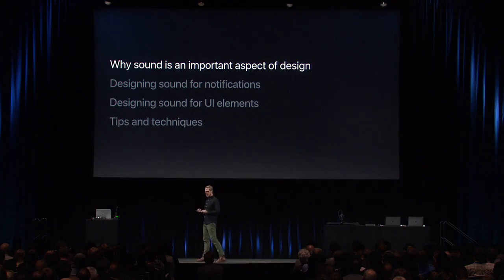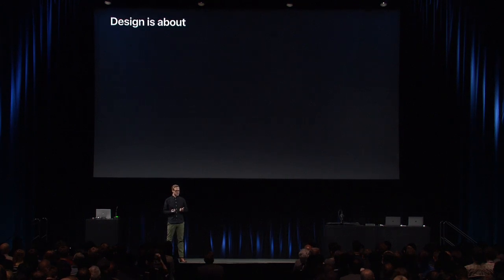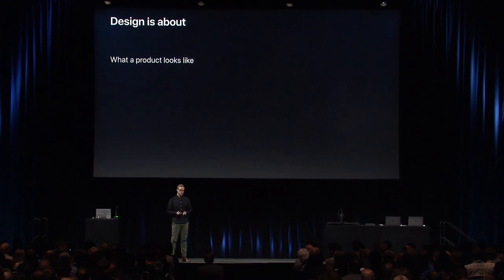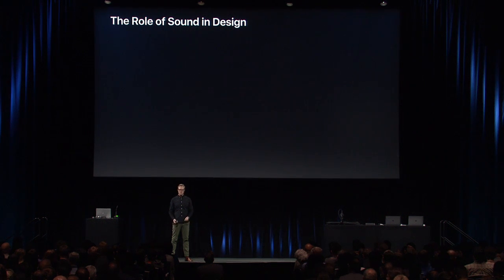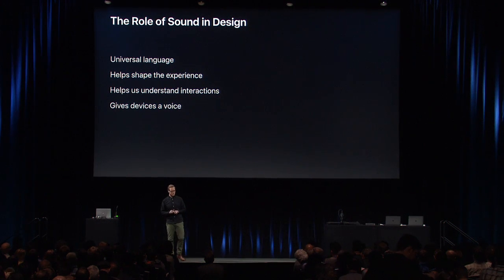Now, we know that sound is such a powerful medium. How can we use it in our design? Many people think that design is about what a product looks like. But at Apple, we pay a lot of attention to how it works. We think design is also about what it feels like and what it sounds like. So, what is the role of sound in design? It's like using a universal language that is already understood by everyone. It helps shape the experience of a product. It helps us understand interactions better. And it gives our devices a voice so they can tell us things. They can talk back to us.